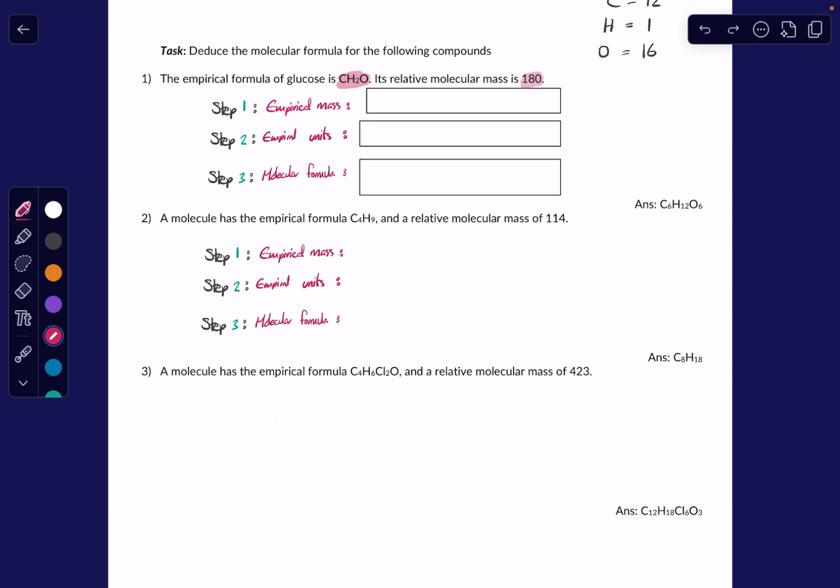So the empirical formula for glucose is CH2O. So that's the ratio of it. Its relative molecular mass is 180. So the first thing we need to do is find the empirical mass. So we're going to find the mass of CH2O. 1 carbon, 2 hydrogens, 1 oxygen. Add them together. If you're working along with me, you'll have got the answer of 30.